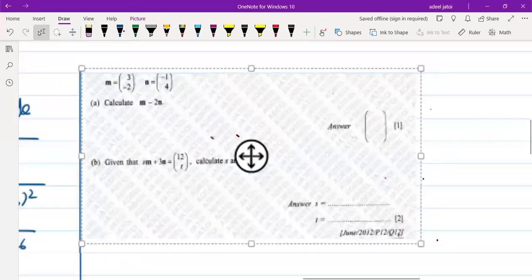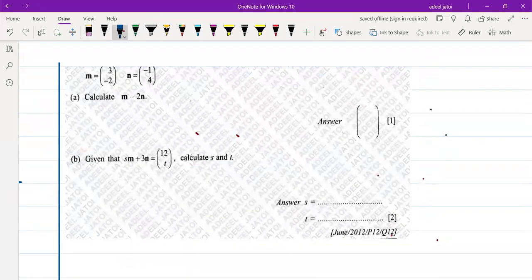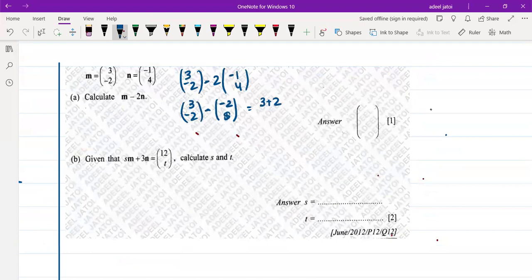Let's work up with an example question of the matrices that can be tested as well. So M minus 2N, where N is already given. So there should be (3, -2) minus 2 times (-1, 4). So 3 minus 2 stays the same, the negative stays the same, 2 will be multiplied: minus 2 and 8. So this is going to be 3 plus 2, negative negative positive, and minus 2 minus 8. So this is going to be 5 and minus 10. So the first is 5 and minus 10.